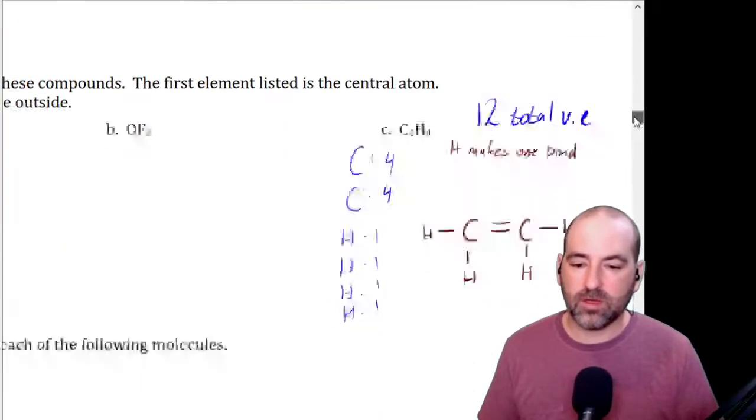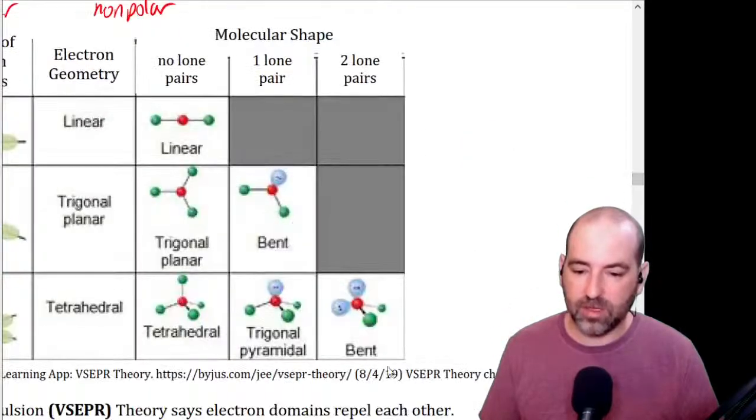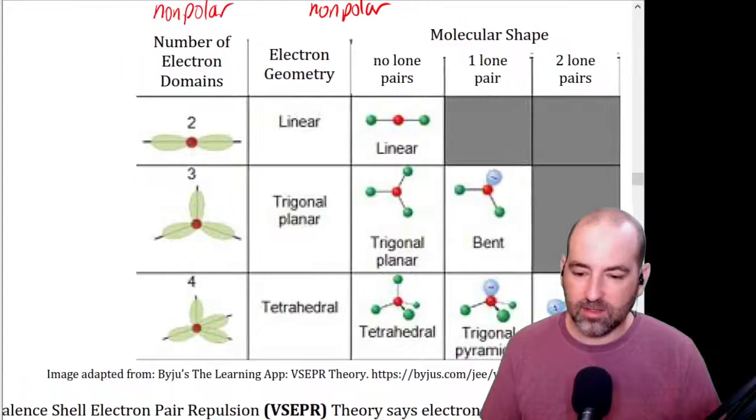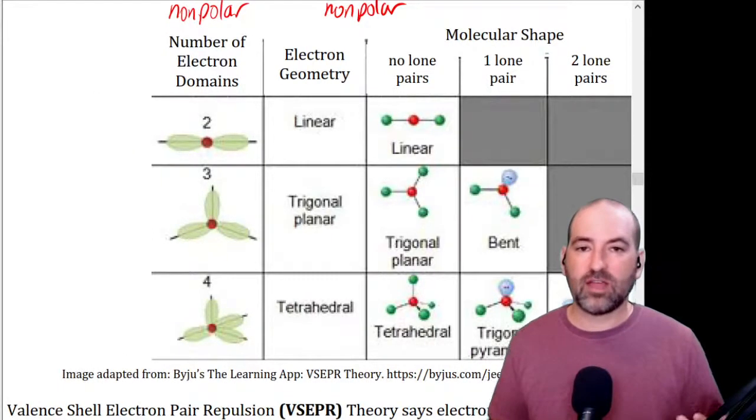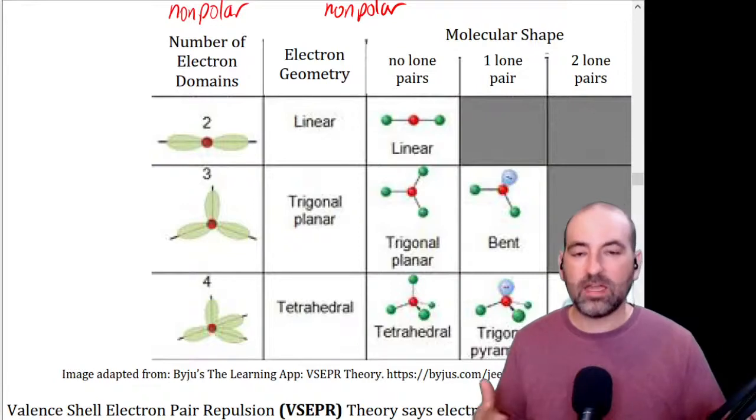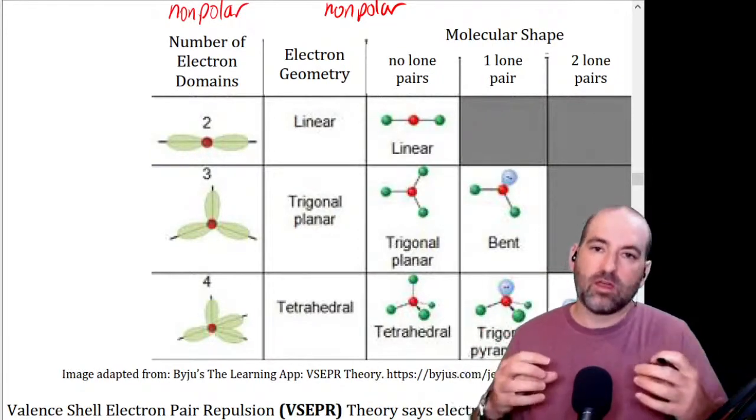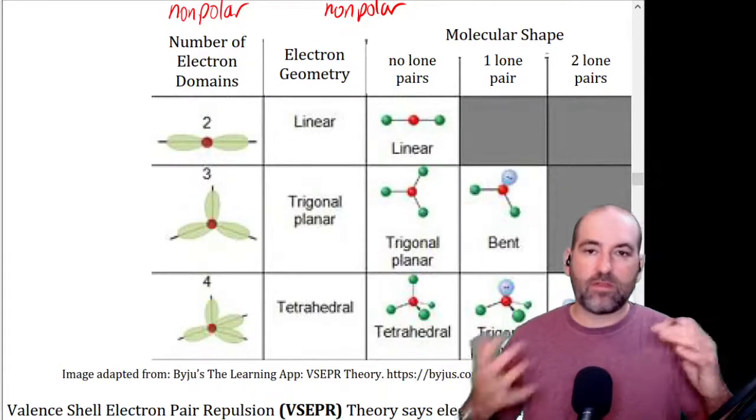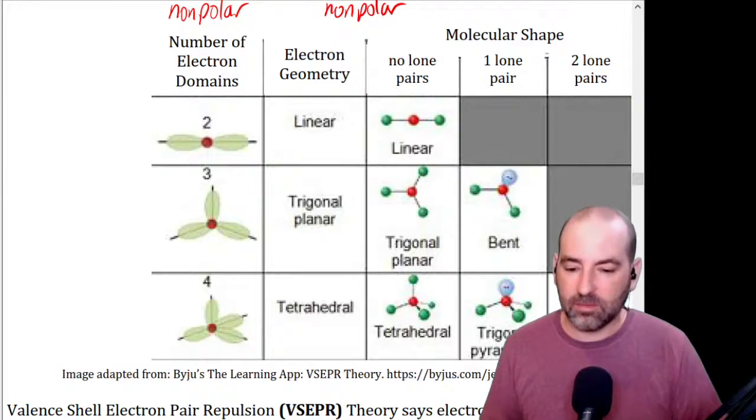So this comes from something called VSEPR theory, which stands for valence shell electron pair repulsion. You can see that down here. And the idea is pretty simple. It's just that electrons are negative and they repel each other. And so anytime you have multiple groups of electrons attached to something, they're going to spread out so that they're as far away from each other as possible. And that predicts the molecular shape.